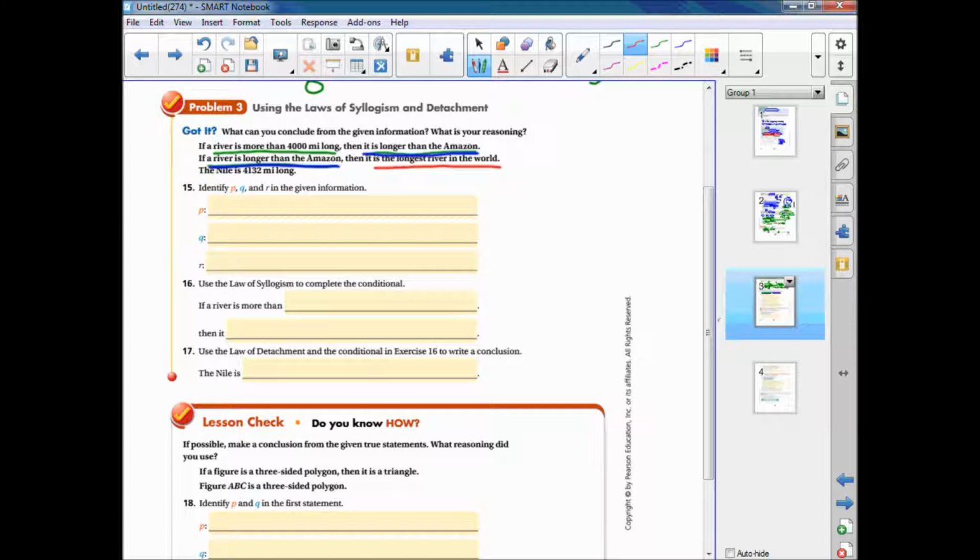So we should be able to conclude that it's the longest river in the world. So let's check it out. So P in this case is the green one that I wrote up above. That's the river is more than 4,000 miles long. The Q is, it is longer than the Amazon. And then the R is, it's the longest river in the world.